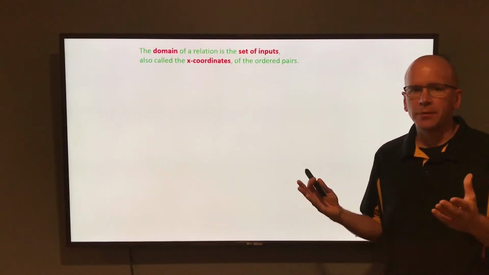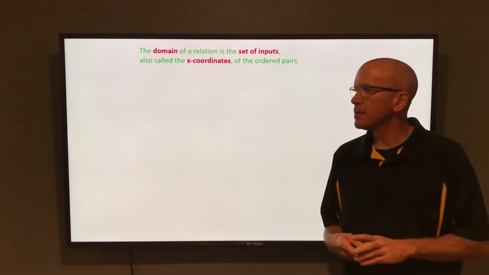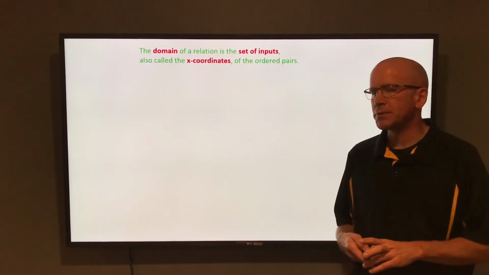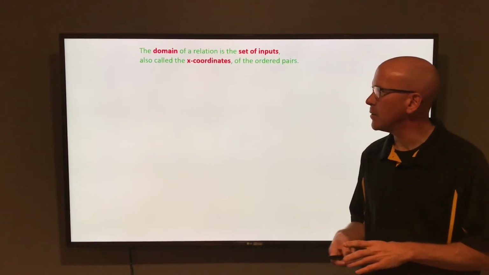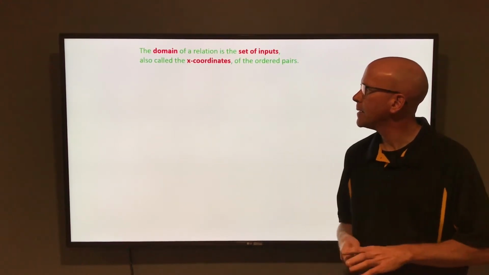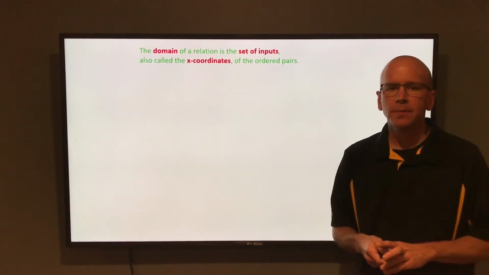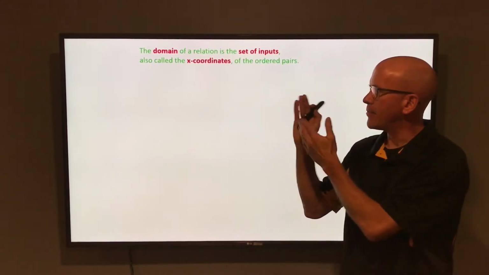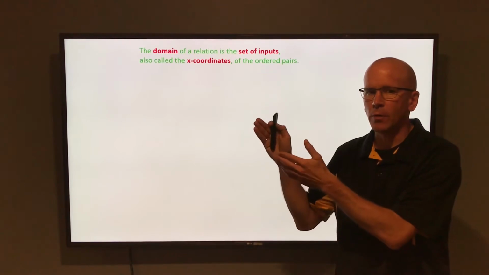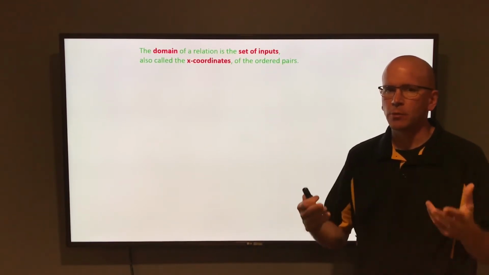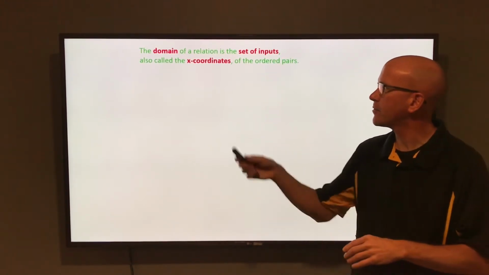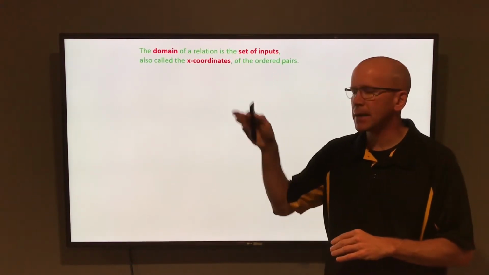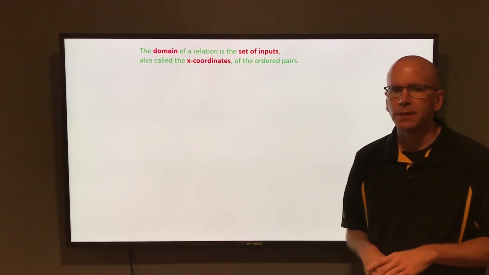Some key words here that you have to remember, starting with the domain. The domain of a relation is the set of inputs, also known as the X values or the X coordinates of the ordered pairs. So you have to relate that the X coordinates are also known as the domain. When someone says the domain, they're talking about the X coordinates or the inputs. So domain, inputs, X coordinates, those words all mean the same thing.